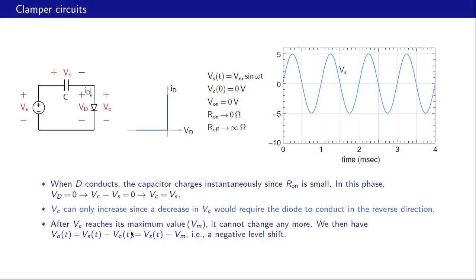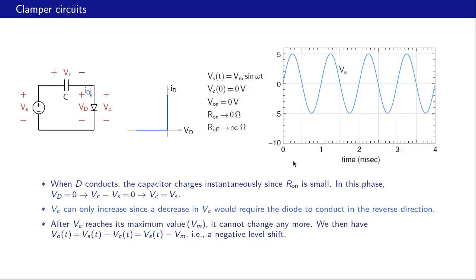After Vc reaches its maximum value, which turns out to be Vm, it cannot change any further, and we then have Vo of t, which is Vs minus Vc, equal to Vs minus that constant, which is Vm. And this is a negative level shift. So Vs minus Vm is a negative level shift, and that is where this circuit is different than the previous one.